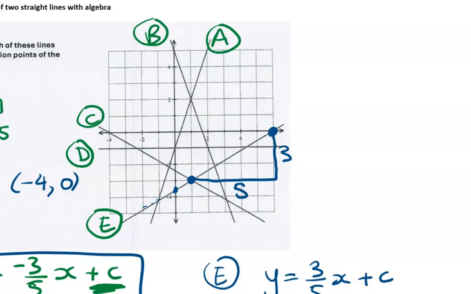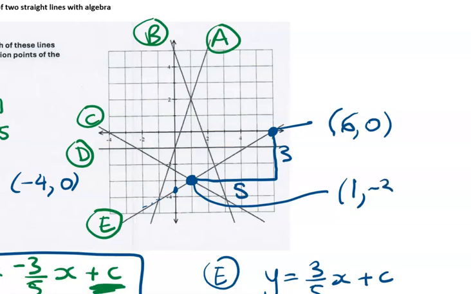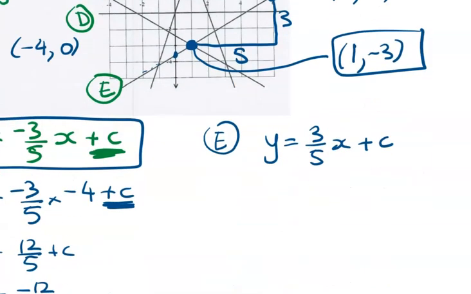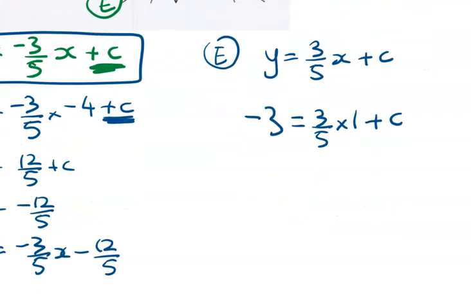So I could use this point here, which has got coordinates, what have we got? 6, 0. Or I could be fancy and I could use this one down here. What's this one? Coordinates: the x value is 1 and the y value is -3. Now I'm going to do it this way just to show you that, of course, this will work as well. So -3 is equal to 3/5 times 1 plus c. That means that I've got -3 is equal to 3/5 plus c.